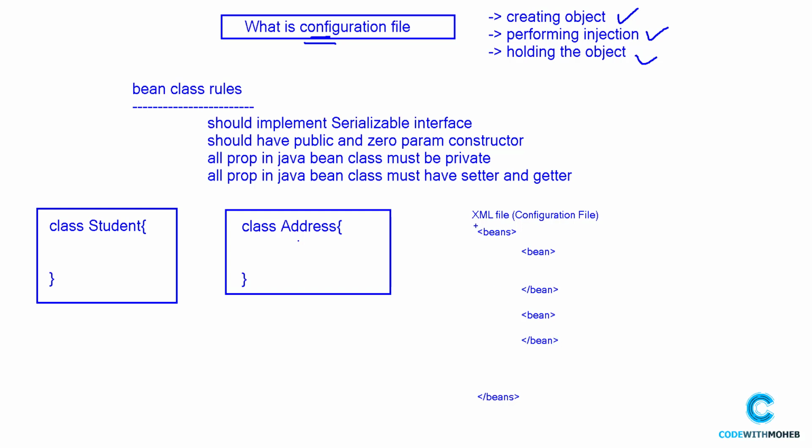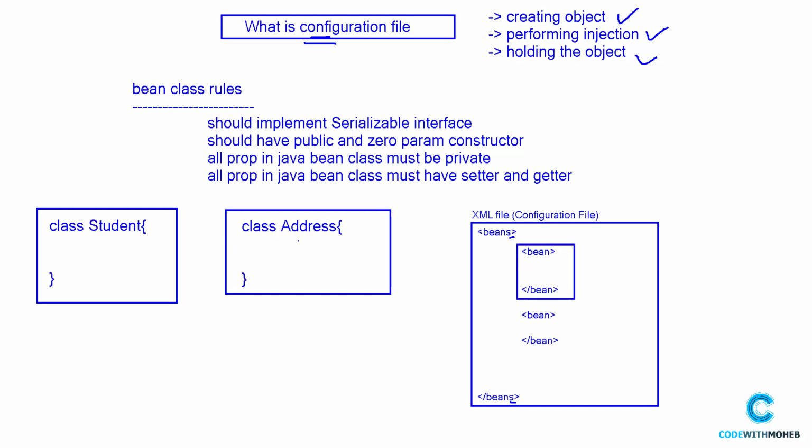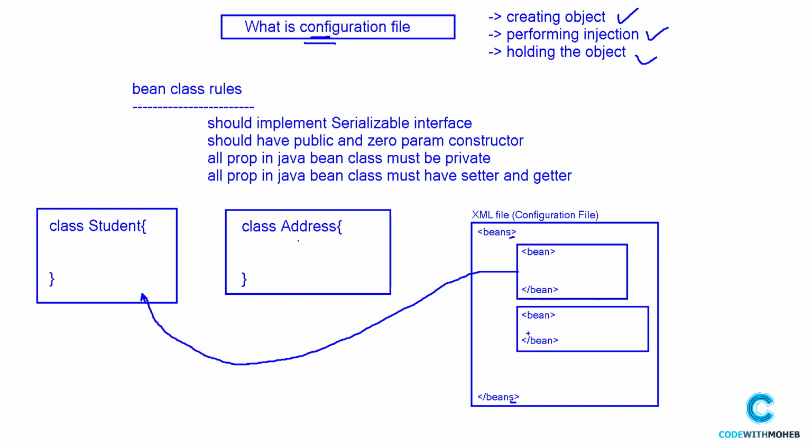And you can see that we have beans. This is the opening tag, this is the closing tag, this is beans. And inside beans we have one bean for one class, that is for the Student class. And we have the second bean, which is for the second class. In this configuration file we define which class is dependent on which class. For example, in our scenario, the Student class is totally dependent on the Address class.